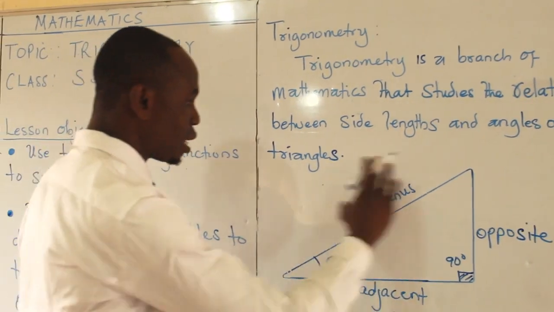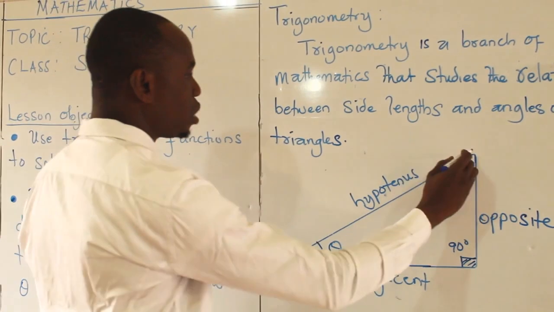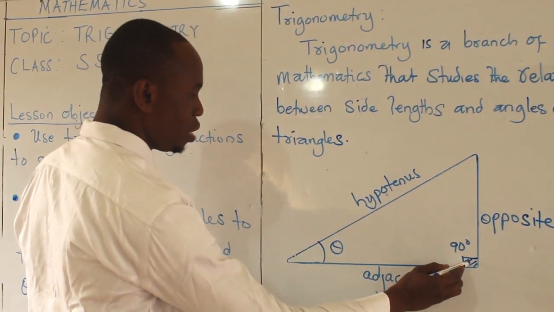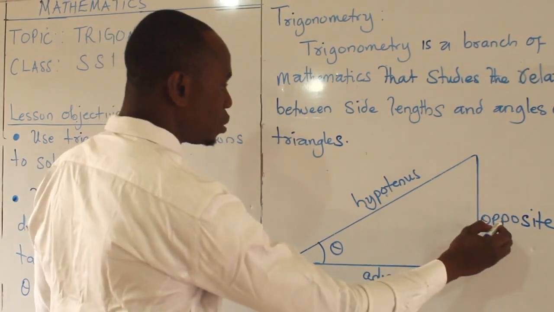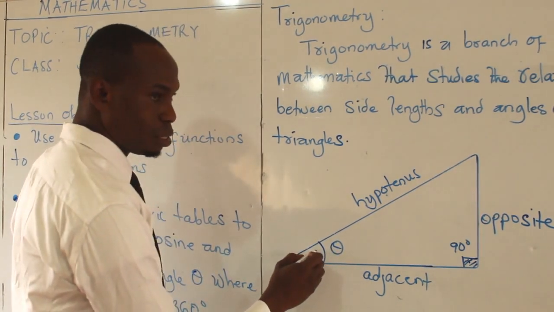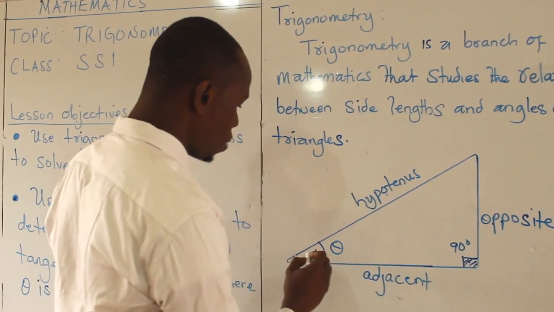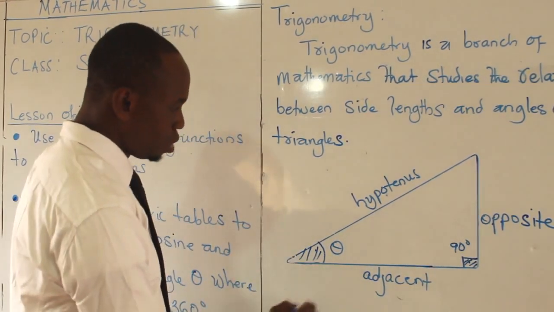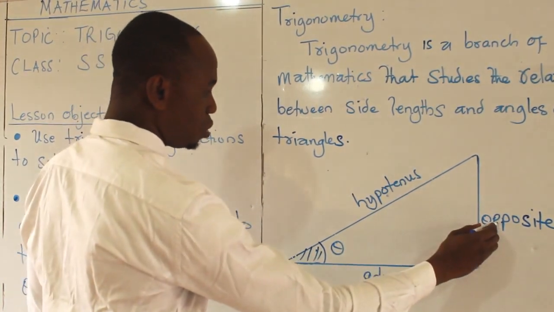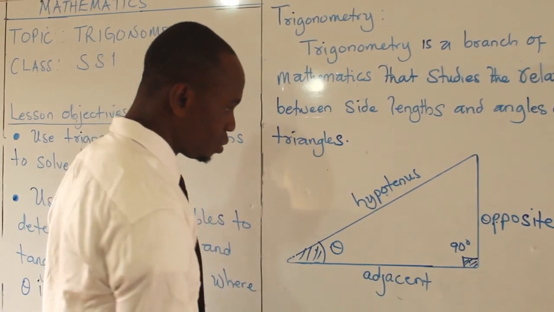For any right-angled triangle, we have the hypotenuse, which is the side facing the 90-degree angle. And the opposite is dependent on where the angle is. The opposite side of this triangle is dependent on where this angle is formed. Because this angle theta is formed here, this is the opposite to theta. And the other side is the adjacent.